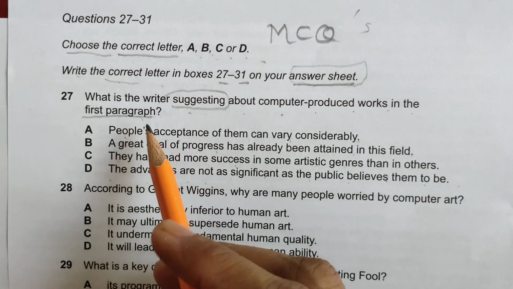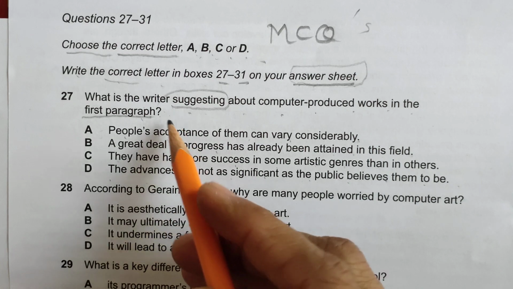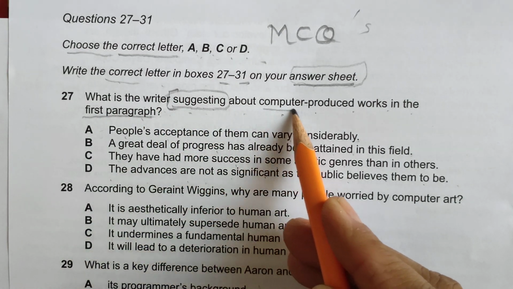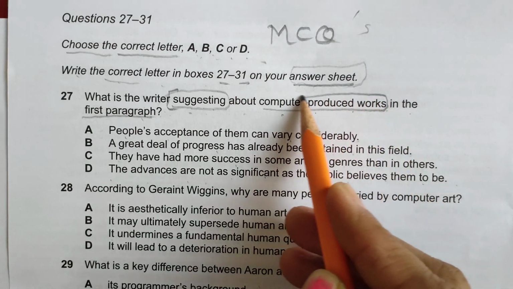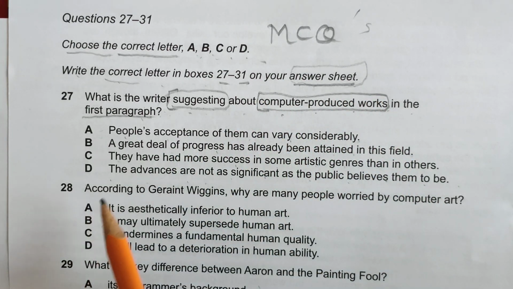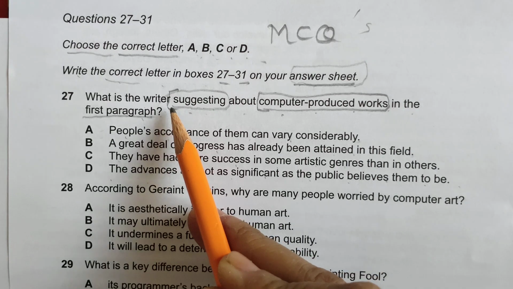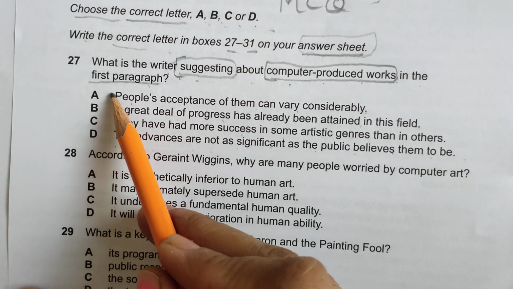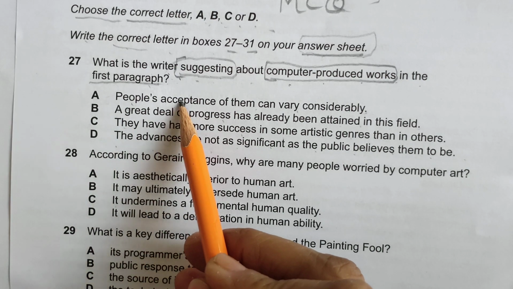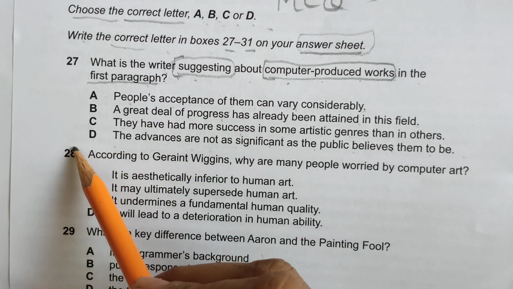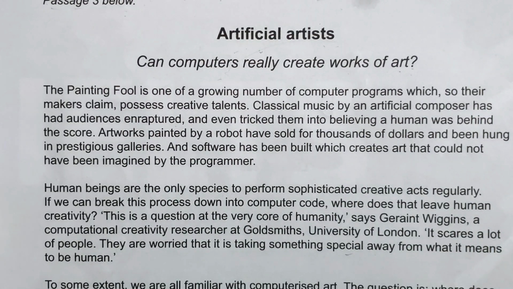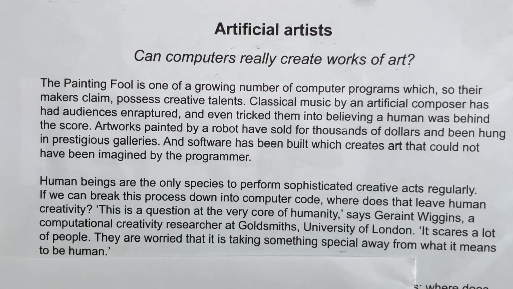Now in the first paragraph, as we know, what is the writer suggesting about computer produced programs? First we will be looking for these keywords. Wherever we find the suggestions by the writer, we will be matching these options with the options given in the paragraph. Let's look at the word suggest.